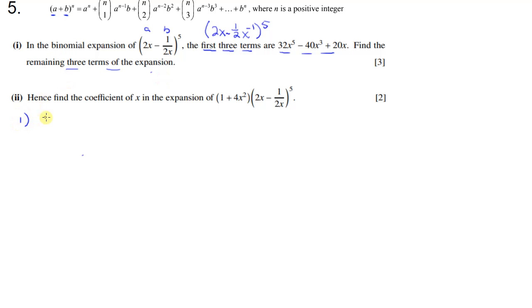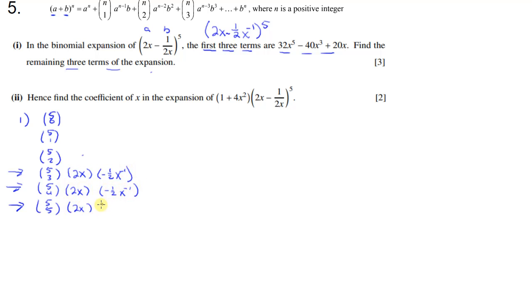They've given us the first three terms, so I don't need to figure out everything. I just need to figure out these last three terms. So what I'm going to do is fill in the first term and the second term for each one of these. And then you'll see the 5 choose 3. Well, the 3 goes on the outside, then you have to add up to 5, so that's going to be a 2. I do that for each one of those.